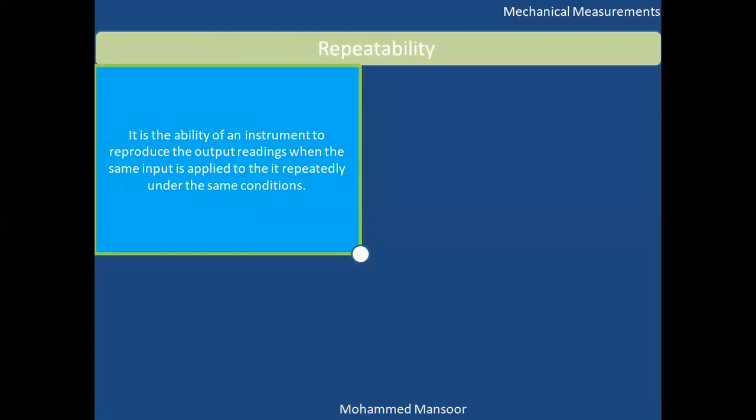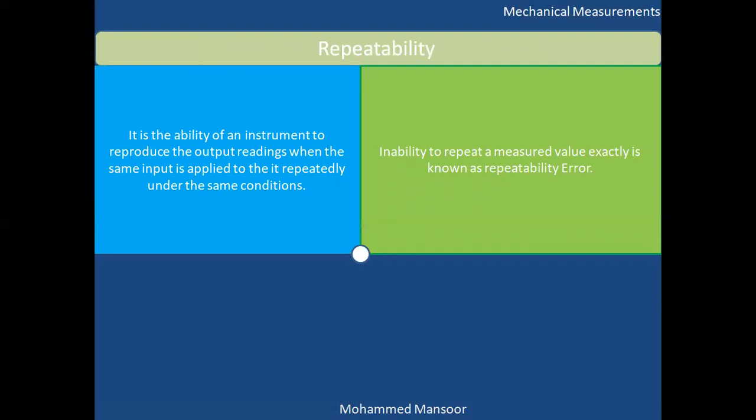So let us learn the next term, that is repeatability. What do you mean by repeatability? The word repeatability is made up of two root words: one is repeat, another one is ability. So we can say it is the ability of an instrument to reproduce the output again and again. When the same input is applied to an instrument repeatedly under the same condition, and you are taking measurements again and again, the instrument should be able to give the repeated values. For that we call it the repeatability of the instrument.